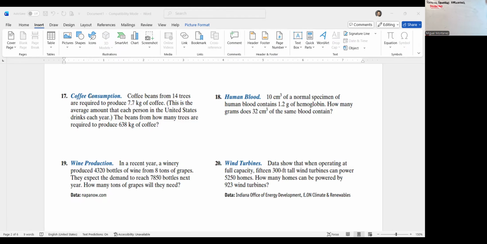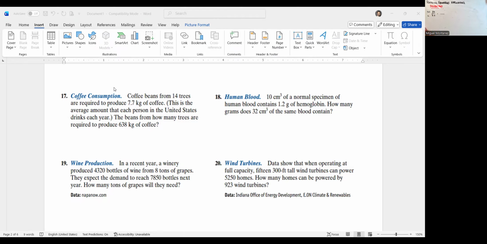Let's try these two. First, number 17. Coffee consumption. With proportions, fraction equals fraction. So what do we have? Coffee beans from 14 trees are required to produce so much coffee. So 14 trees are required to produce 7.7 kilograms of coffee.